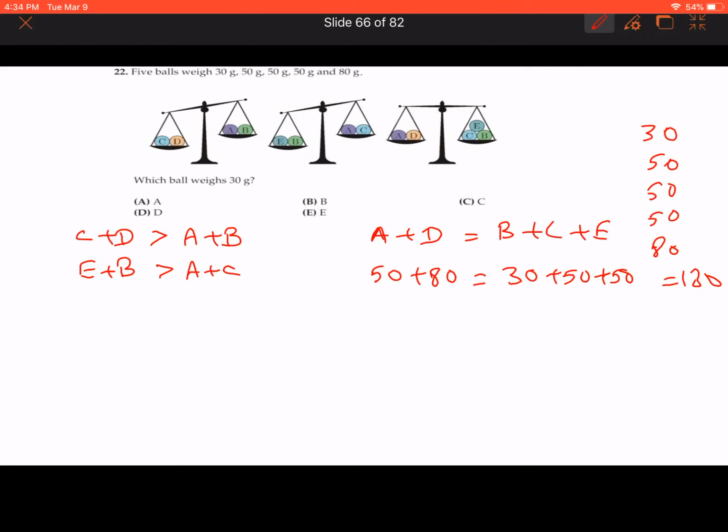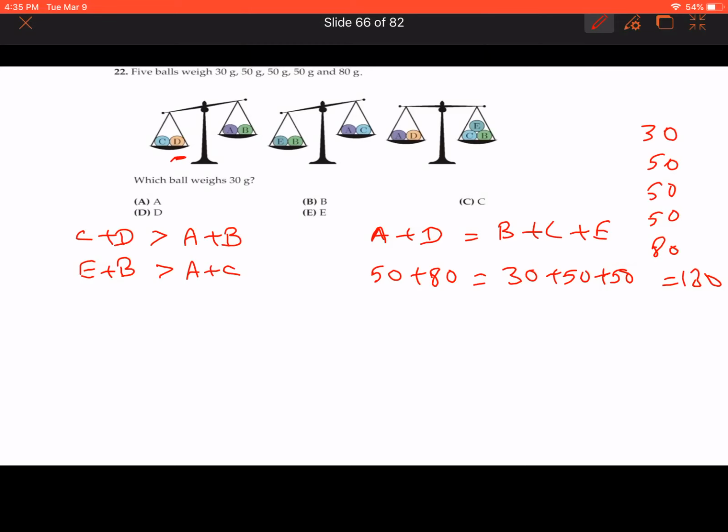This is the only possibility, but which of the 50 and 80 is going to be A and which is going to be D, we have to figure out. In this heavier pans equation, I can see only D in one of the pans.